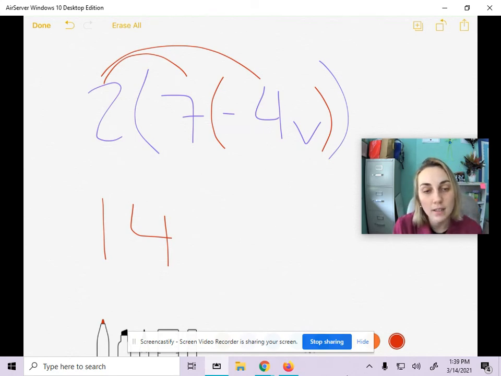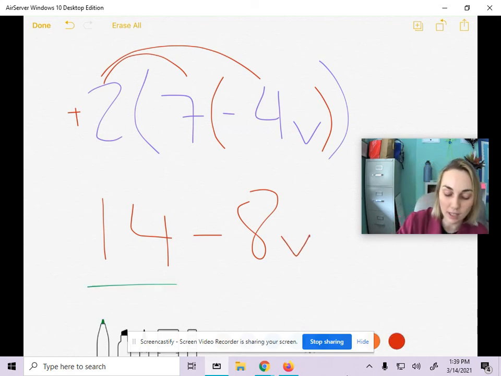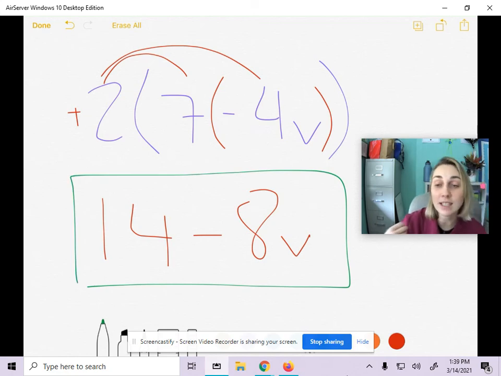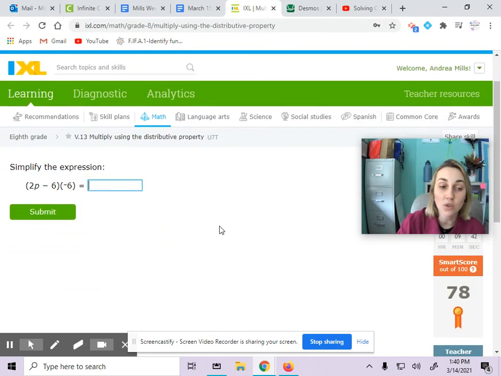Again, a positive 2 times a negative is going to give us a negative number. And then 2 times negative 4 is going to give us a negative 8. And then this is negative 4v, so 2 times negative 4v is going to leave us with negative 8v. We do have to bring that variable down. These are not like terms, so this is as simplified as it's going to get. So that's our final answer: 14 minus 8v.